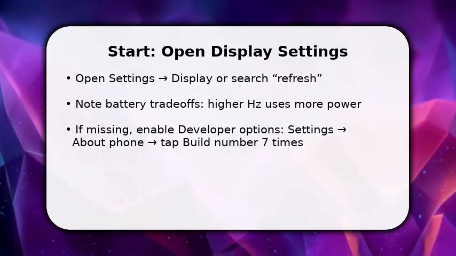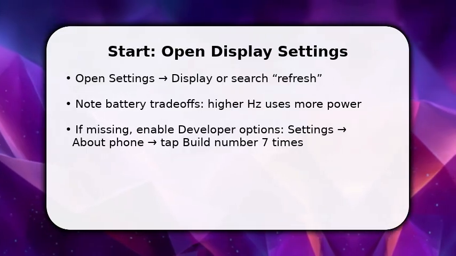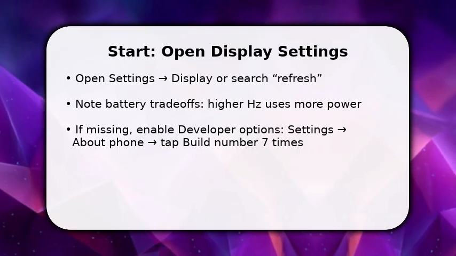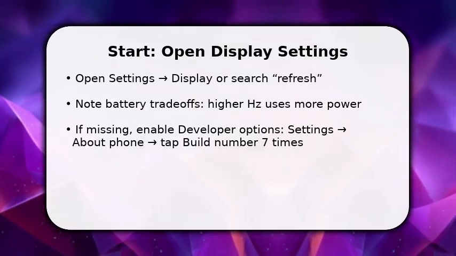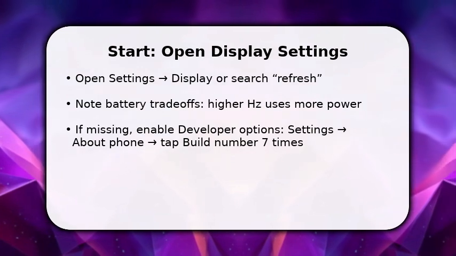If you don't see an option, enable developer options via About Phone and build number taps. Make sure developer options are visible before continuing. You need this now because some OEM skins hide the control. Once done, you'll be ready to select a new refresh rate and observe immediate changes.